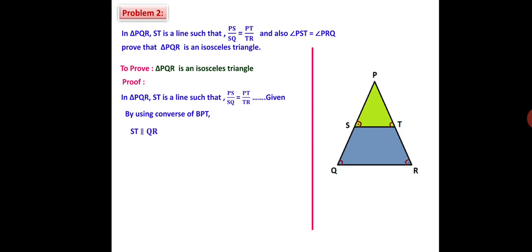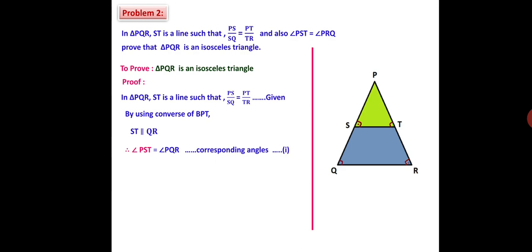We know that in basic proportionality theorem what happens? If a line is parallel to the third side, it is dividing the other two sides in the same ratio. The converse of BPT is, if a line is dividing two sides in the same ratio, then that line is parallel to the third. Accordingly, ST is parallel to QR.